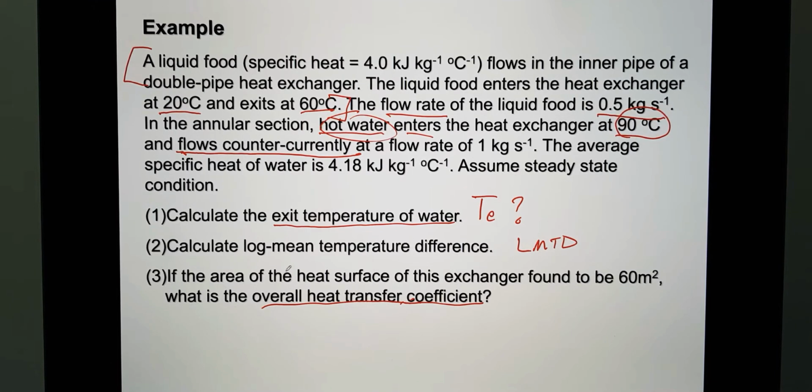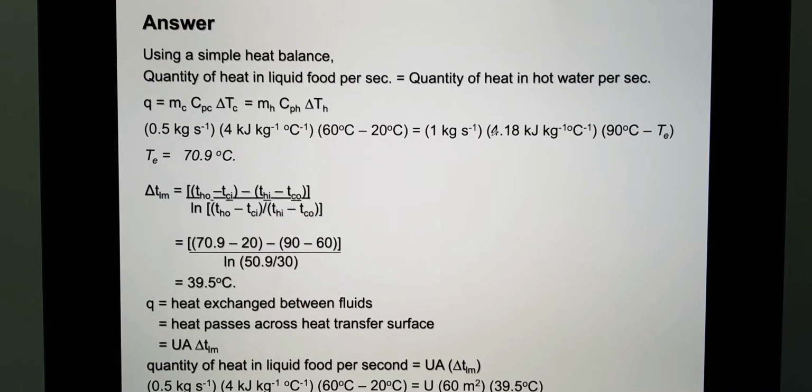Alright, and then the third one: if the area of the heat surface of this exchanger is found to be 60 meters square, what is the overall heat transfer coefficient? So after you have calculated the exit temperature, you are able to calculate LMTD. Then you use this LMTD to calculate the overall heat transfer coefficient. This question will give you around 10 marks. So how are we going to solve this problem? Please look at the next slide.